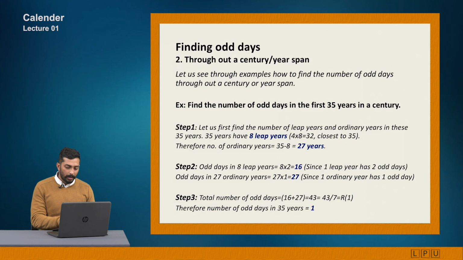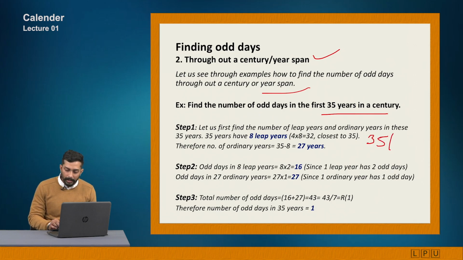So, finding the odd days throughout a century or year span. Let us see through an example how to find the number of odd days throughout a year or a century. In 35 years, we have to find the number of odd days. First, we have to find how many leap years there are. So first of all, we will divide 35 by 4 to check how many leap years there are.